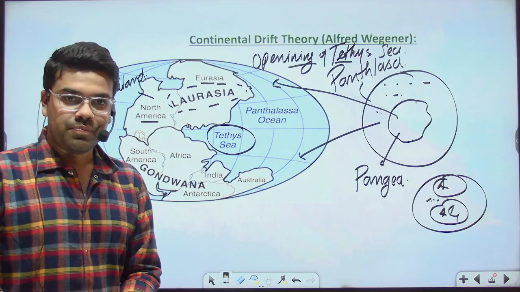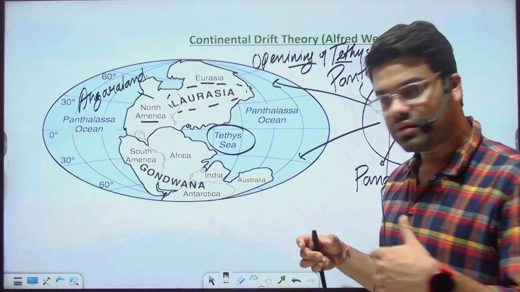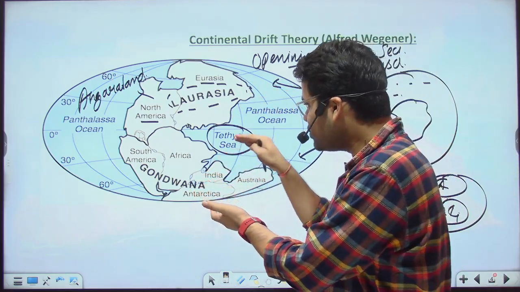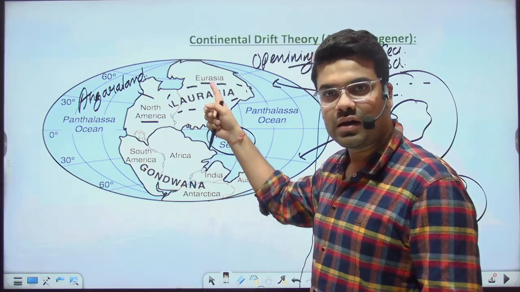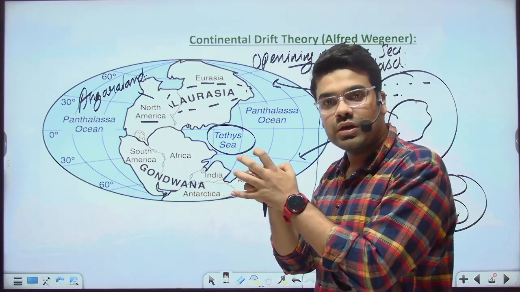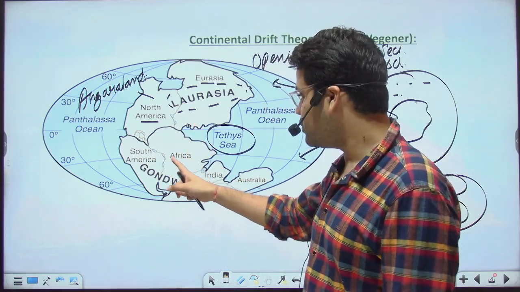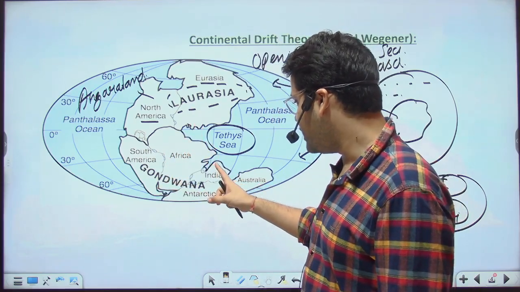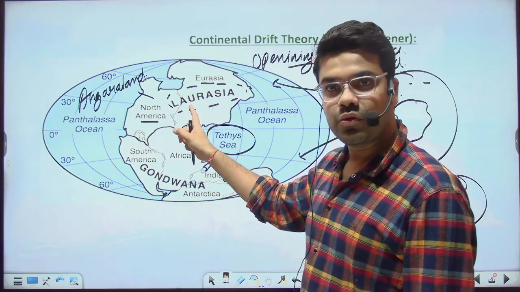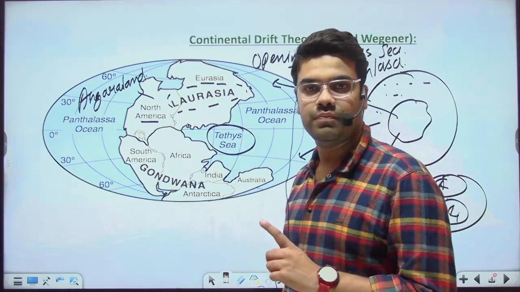Now, what's happening here? These forces were acting further, and there was simultaneous closing of the Tethys Sea. After the closing of the Tethys Sea, when Gondwana and Laurasia collided with each other, the big land masses broke into certain pieces. As you can see, Gondwana land broke into South America, Africa, India, Antarctica, and Australia. Similarly, Laurasia broke into North America and Eurasia. Eurasia stands for Europe and Asia.